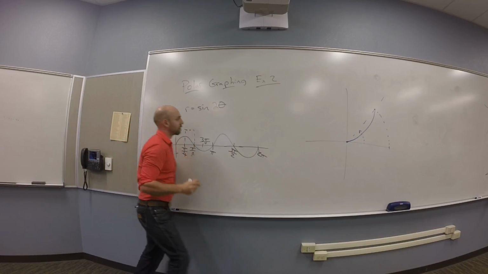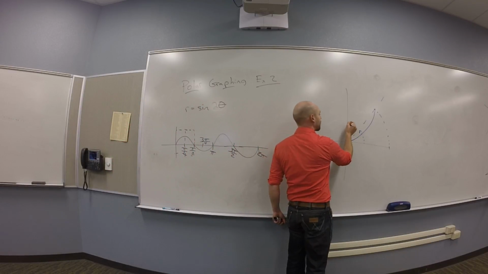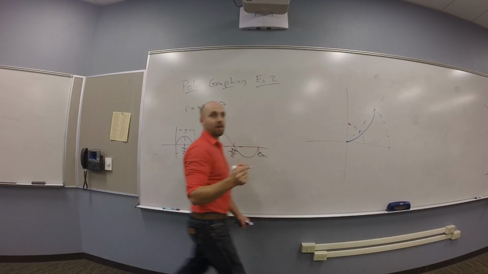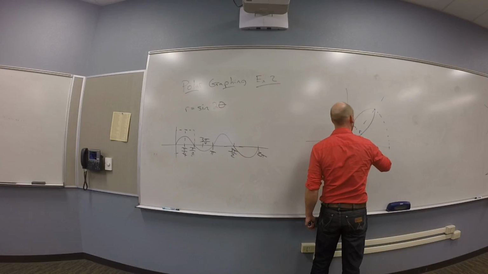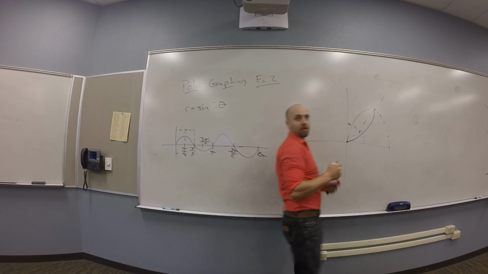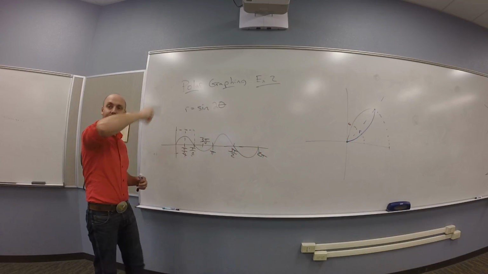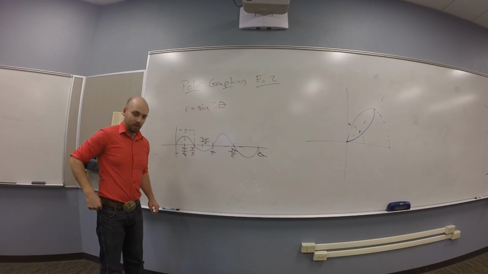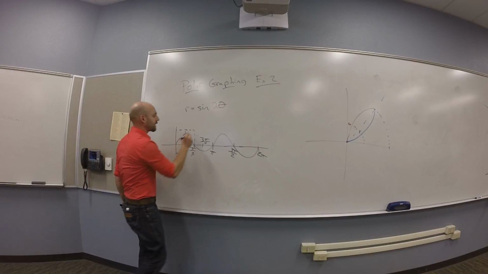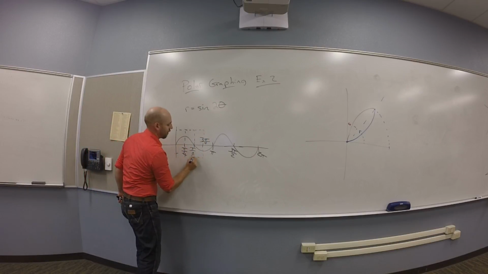In here, pi over 4 to pi over 2. So that's here. You go from 1 back to 0. That's going to give me that same picture, but backwards. So I got this kind of leaf, or petal of a flower. And then my next piece.